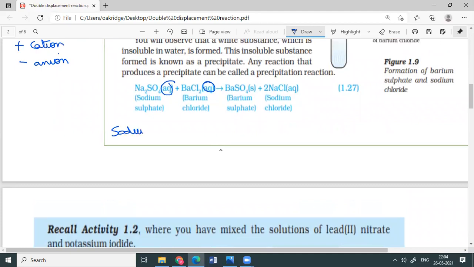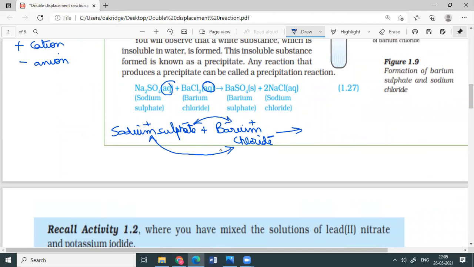So sodium sulfate and barium chloride in water. What happens here, children, is that sodium is a positive ion, sulfate is a negative ion, barium is a positive ion, and chloride is a negative ion. These are salts, so obviously in aqueous solution they will dissociate into ions. This positive and this negative will attract, and this positive and this negative will attract. This is how the exchange of ions takes place. So barium sulfate will be formed along with sodium chloride.